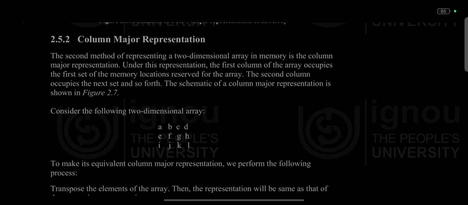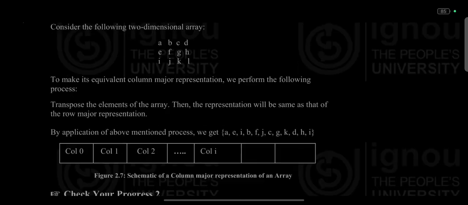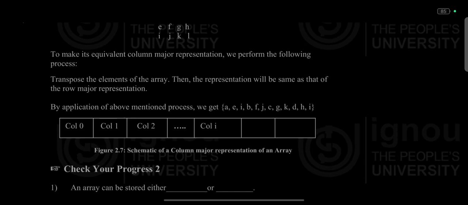Consider the following two-dimensional array A C I B F G C G K D H L. To make its equivalent column major representation, we perform the following process. Transpose the elements of the array, then the representation will be the same as that of the row major representation. By application of the above mentioned process, we get A E I B F G C G K D H L. So here you can see 2.7, the schematic of a column major representation of an array.